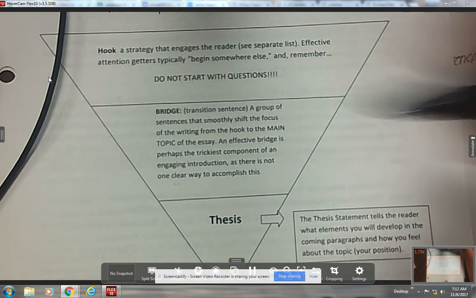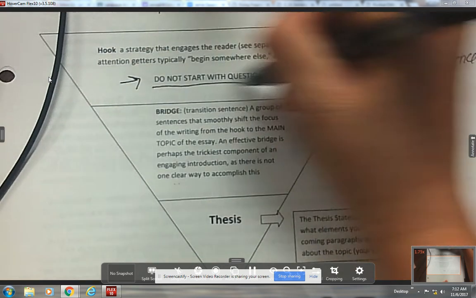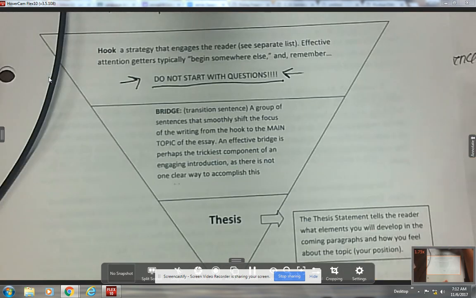The one new thing we're adding this year that you didn't have last year is we do not want you to use, when I say we, I mean Ms. Allman and myself, we don't want you to start with questions. It's not that it's a bad strategy. It's that we want you to explore out of your comfort zone other methods of creating a hook.